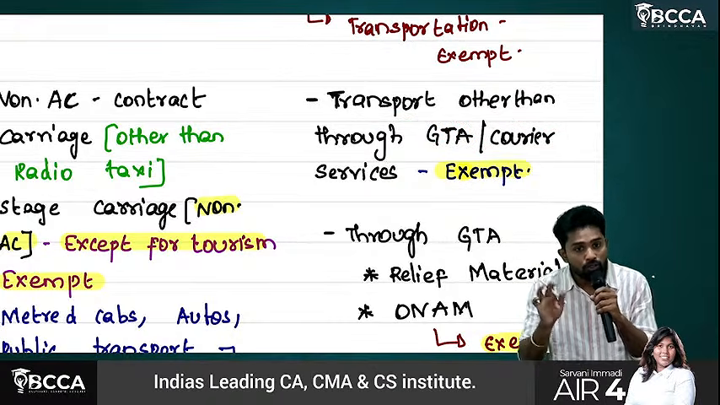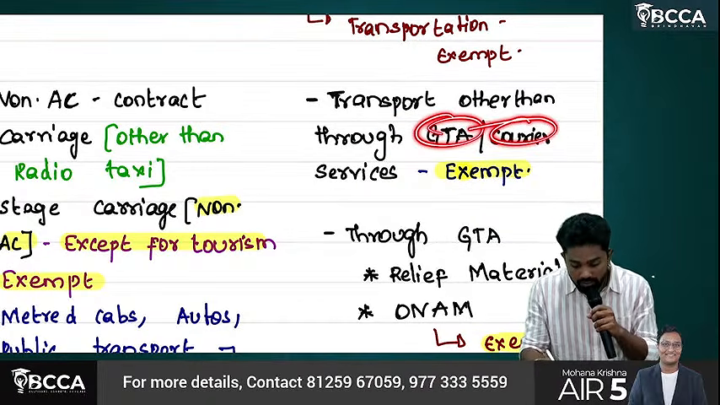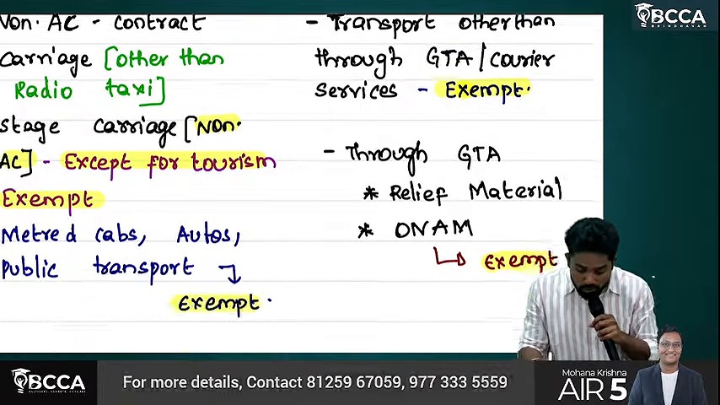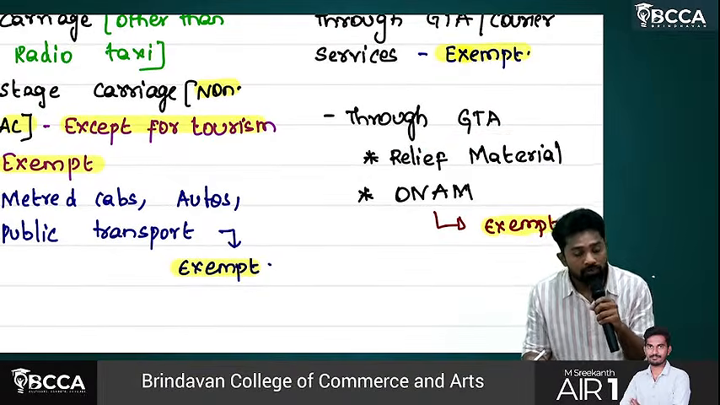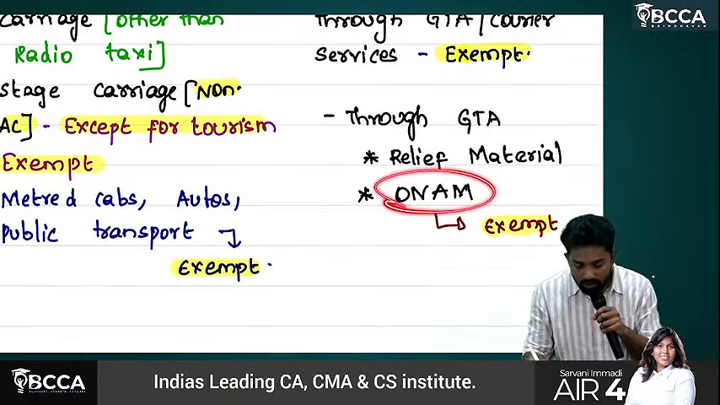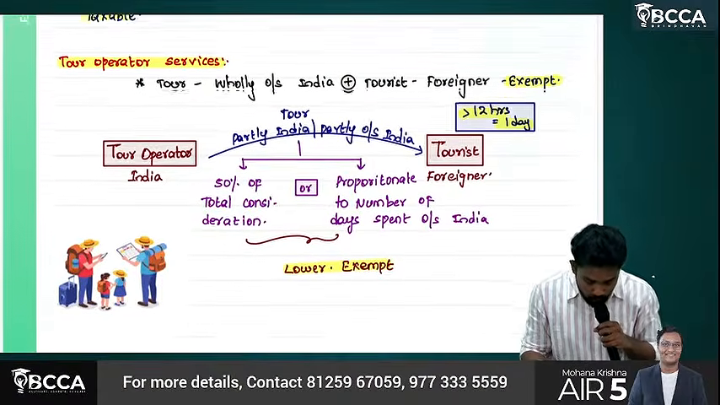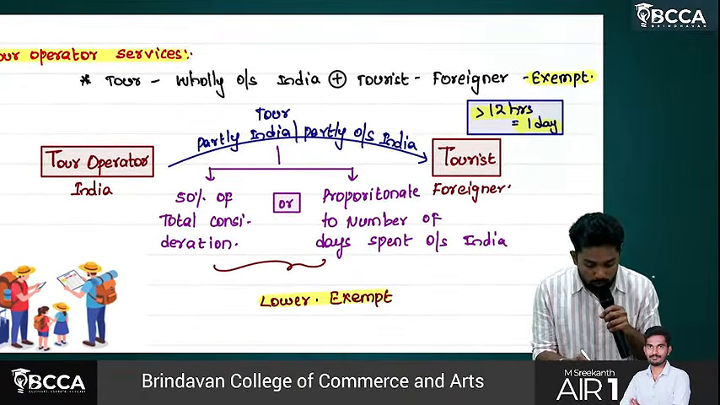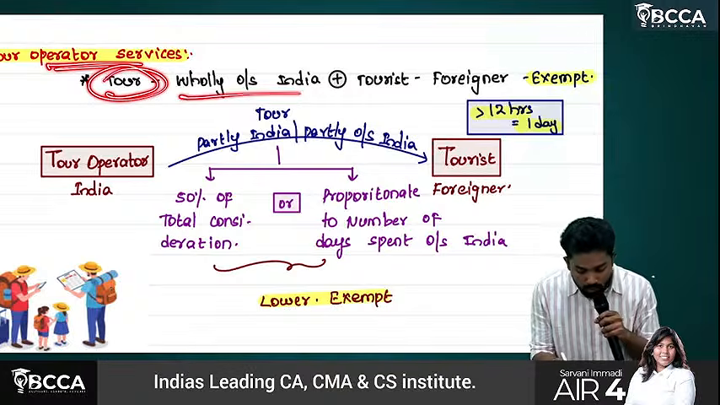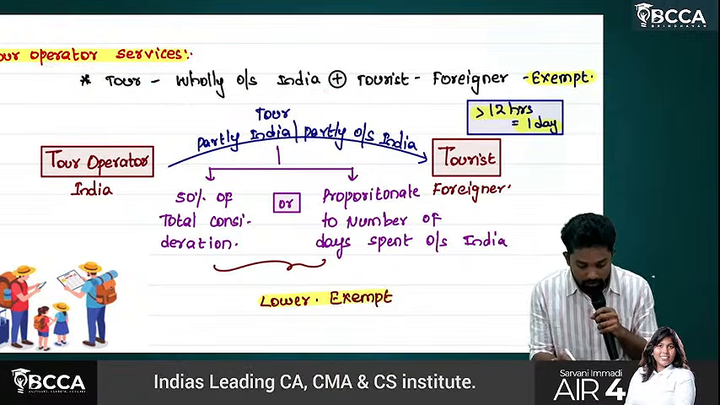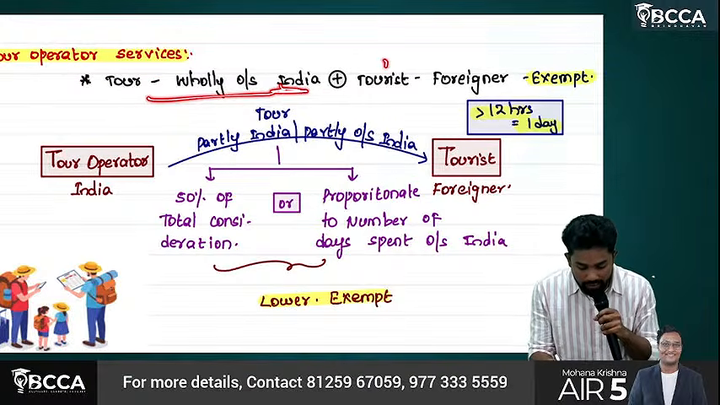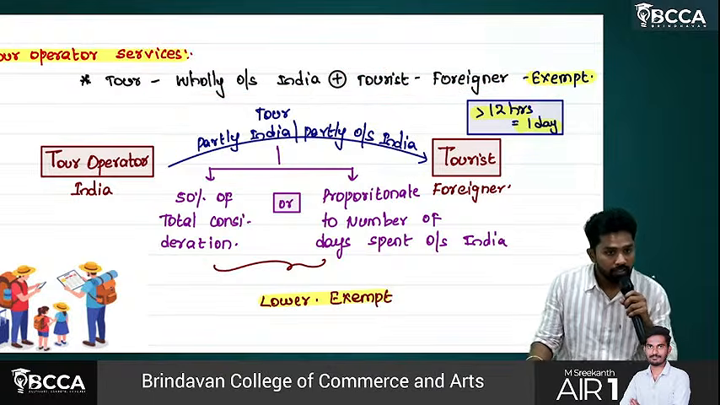GTA means what? Goods Transport Agency. Through GTA also, exemption is available when they carry relief materials or Onam items; then they are also exempted. Then tour operator services. Sir, what is tour operator service? Tour wholly outside India, and the tourist is a foreigner, then exempted.